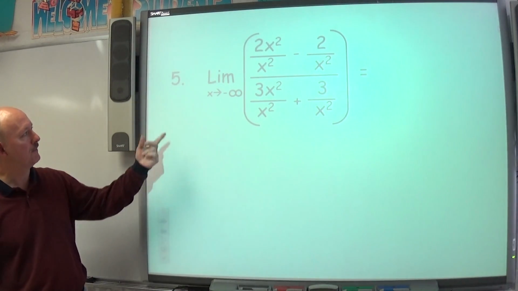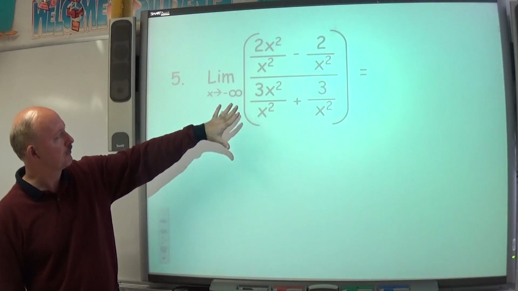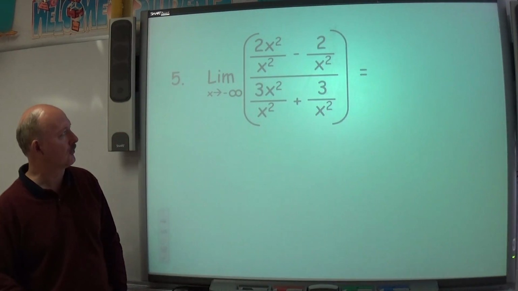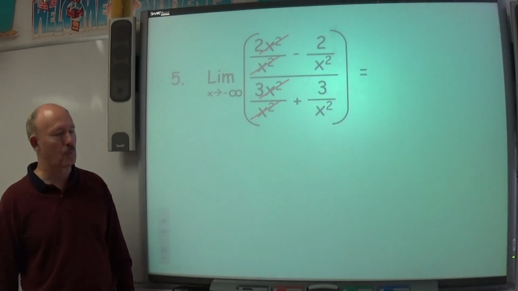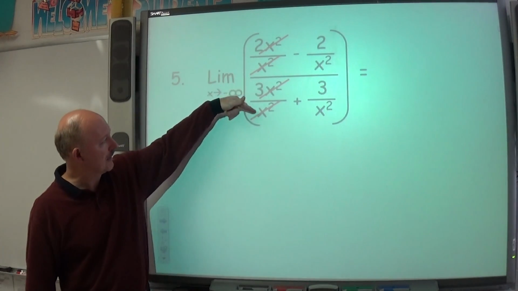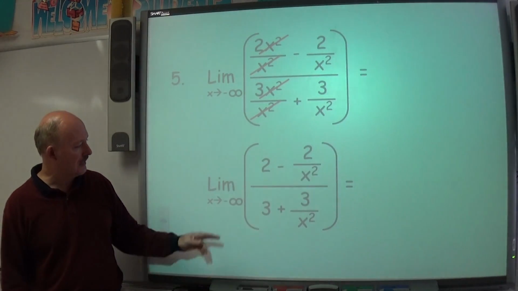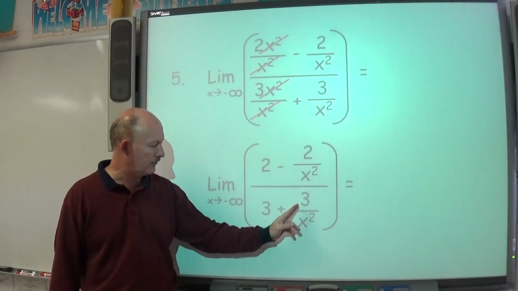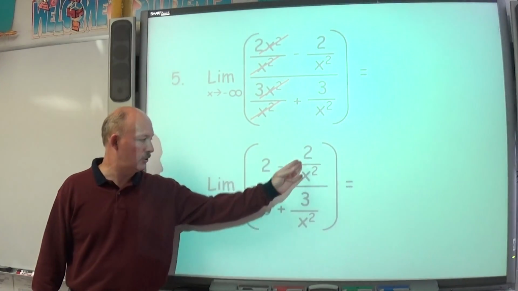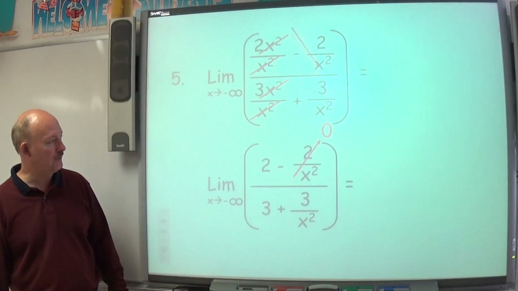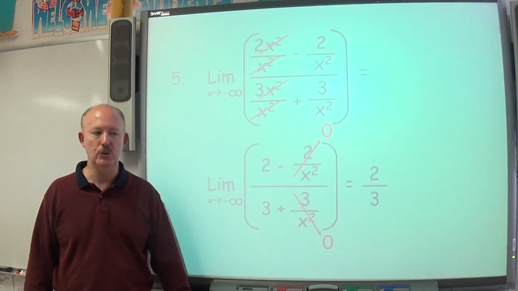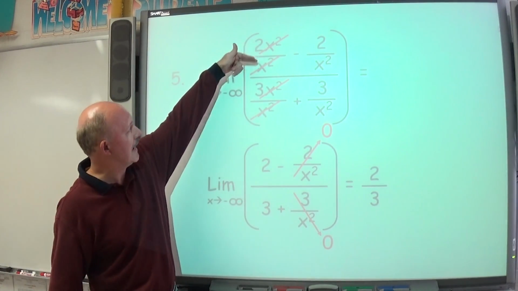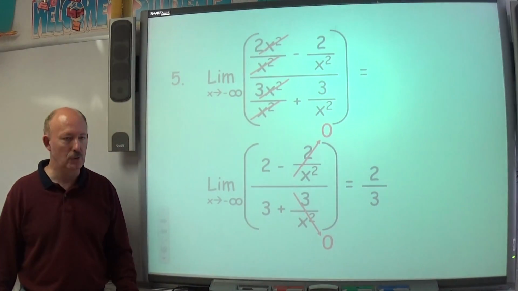Okay, 2 over x squared divided by x squared. Now, what happens? This time with this expression, you have to simplify the 2x squared over x squared and the 3x squared over x squared. So the x squared will cancel out in the numerator and the denominator of your little fraction here. And this will give us 2 minus 2 over x squared divided by 3 plus 3 over x squared. And once again, the two fractions go to 0. So that one goes to 0, that one goes to 0, and we end up with 2 over 3 for the limit as x approaches negative infinity. But in this case right here, we had to simplify the two little fractions there.